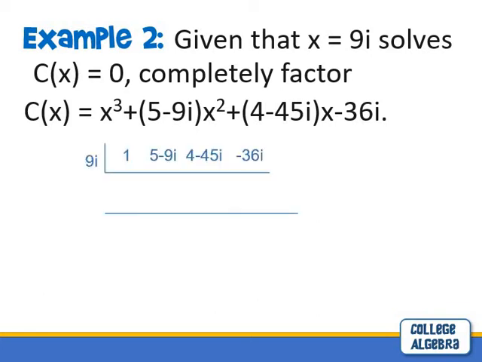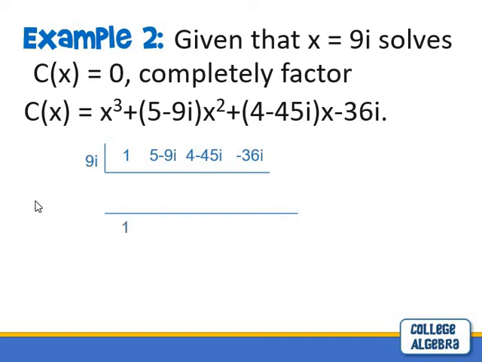Well, I'm going to do synthetic division, just as we did in the previous sections. We've got x equals 9i as the zero, so I put 9i outside to set up the synthetic division. Then we have our coefficients, 1x cubed, (5 minus 9i)x squared, (4 minus 45i)x, and then negative 36i. It looks kind of daunting, but look how nicely it works out. We know we're going to get a remainder of 0 if the problem's correct.